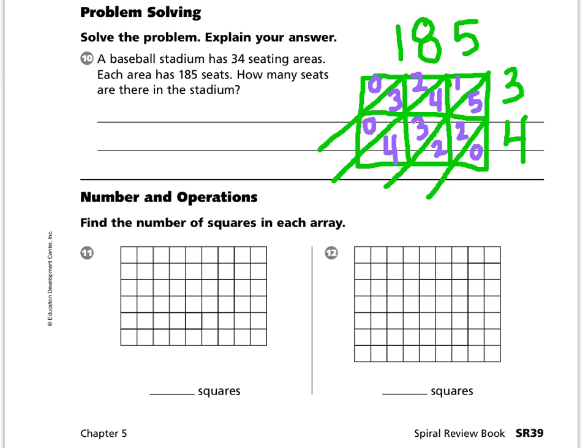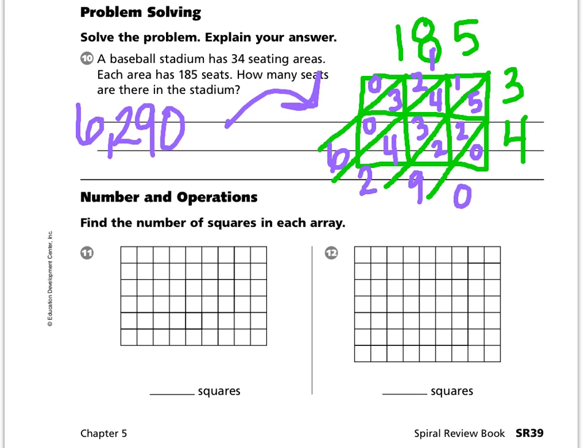Now with lattice, remember you're adding the diagonal columns. So 0 plus nothing is 0. 5 plus 2 is 7, plus 2 more is 9. 1 plus 4 is 5, plus 3 more is 8, plus 4 more is 12. Put the 2 down, carry the 1 to the next column. 1 plus 2 is 3, plus 3 more is going to be 6. So your answer is going to be 6,290 seats. And having your work here shows what you've done.